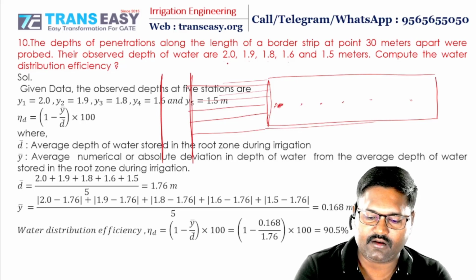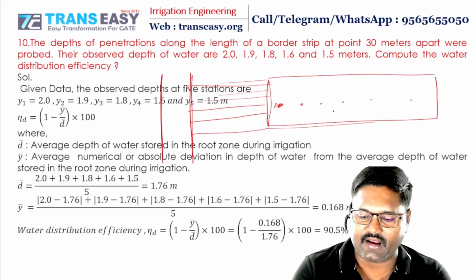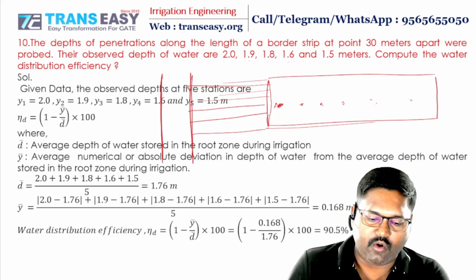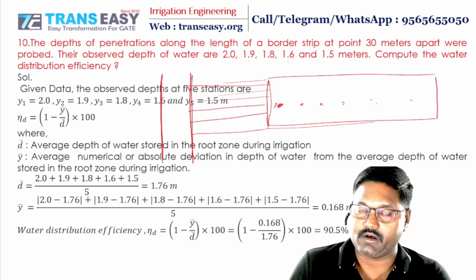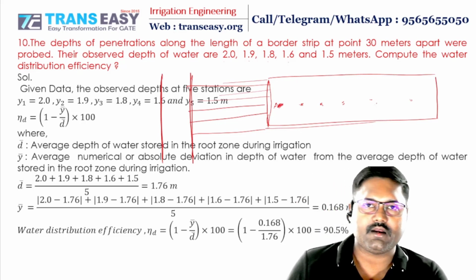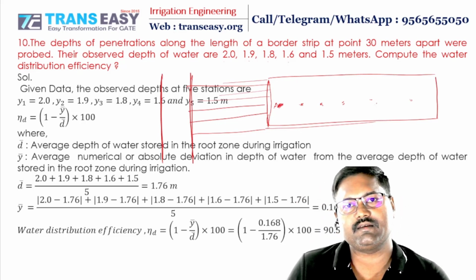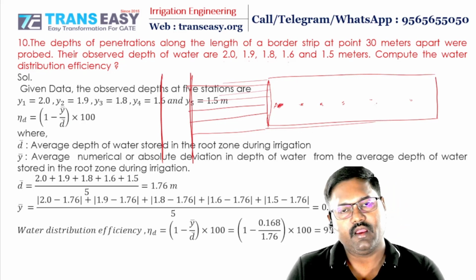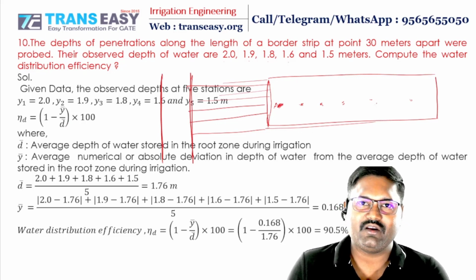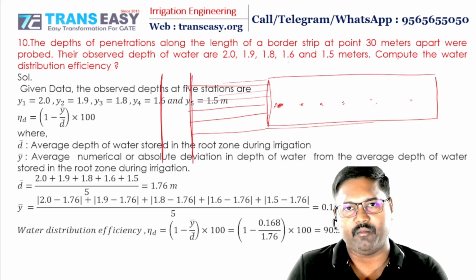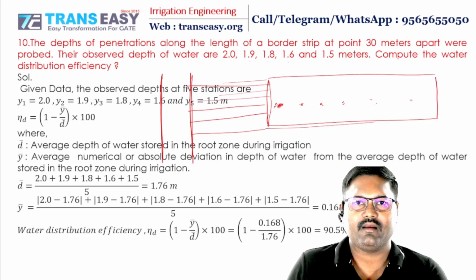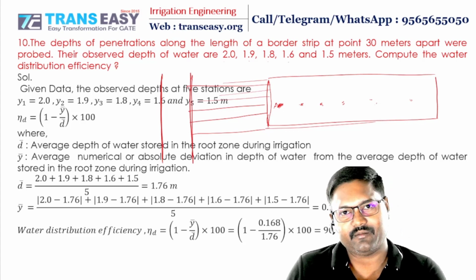Depth of irrigation at this point 2, depth of irrigation at this point 1.9, at this point 1.8, at this point 1.6, and this point 1.5. Depth of irrigation is actually decreasing. Compute the water distribution efficiency or uniformity coefficient. So water distribution efficiency is equal to 1 minus y bar upon d bar, where y bar is, we know, average absolute deviation in the depth of water from average depth of water in the root zone during irrigation.